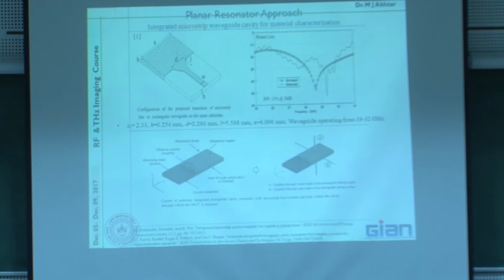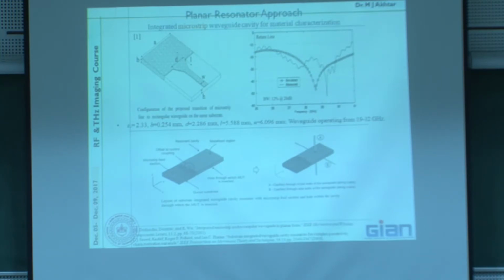What is the equivalent of the rectangular waveguide in the planar case? SIW, substrate integrated waveguide. You take a substrate and make vias on all sides, which act as the side walls, and then you make a cavity. It's called SIW. The same thing is there.